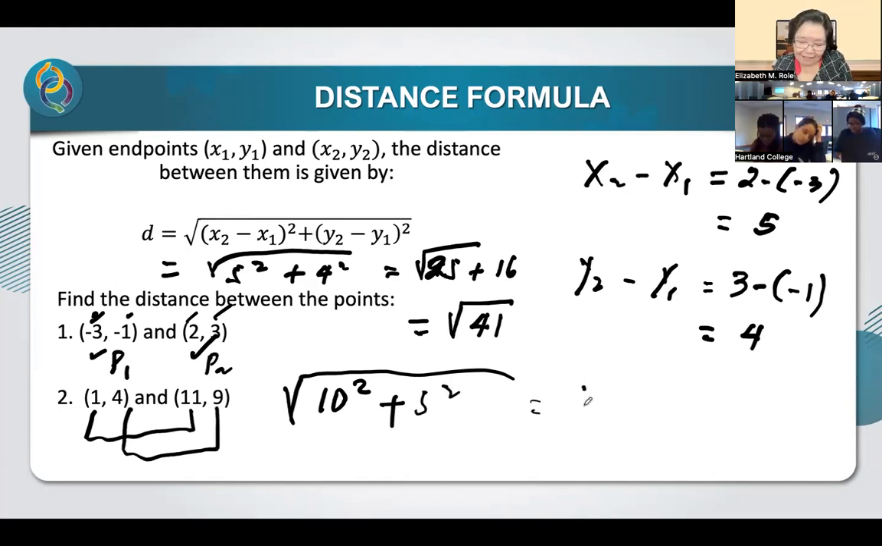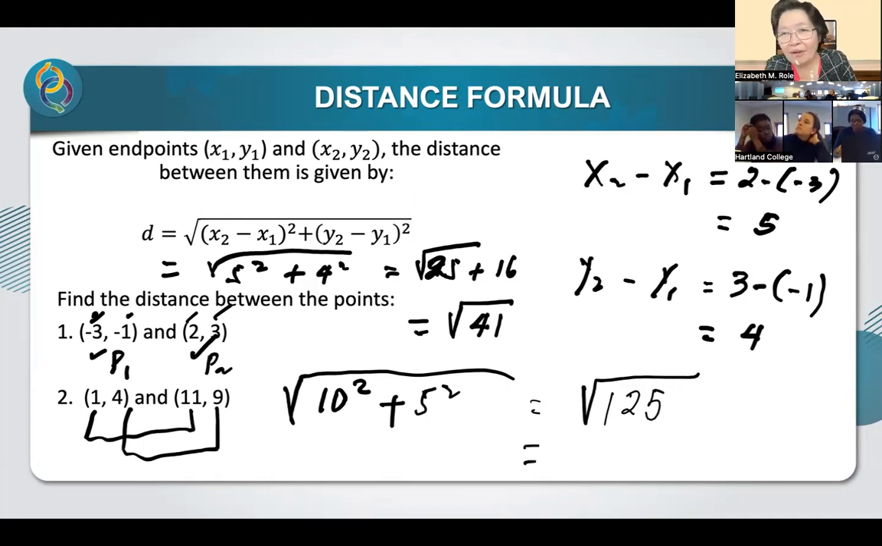Okay, and final answer? 100 minus 25 is what? Plus the square root of 125. 25 plus 100, right. Now, can you still simplify, remembering what we have done previously? Yep, because we have a root of 125.